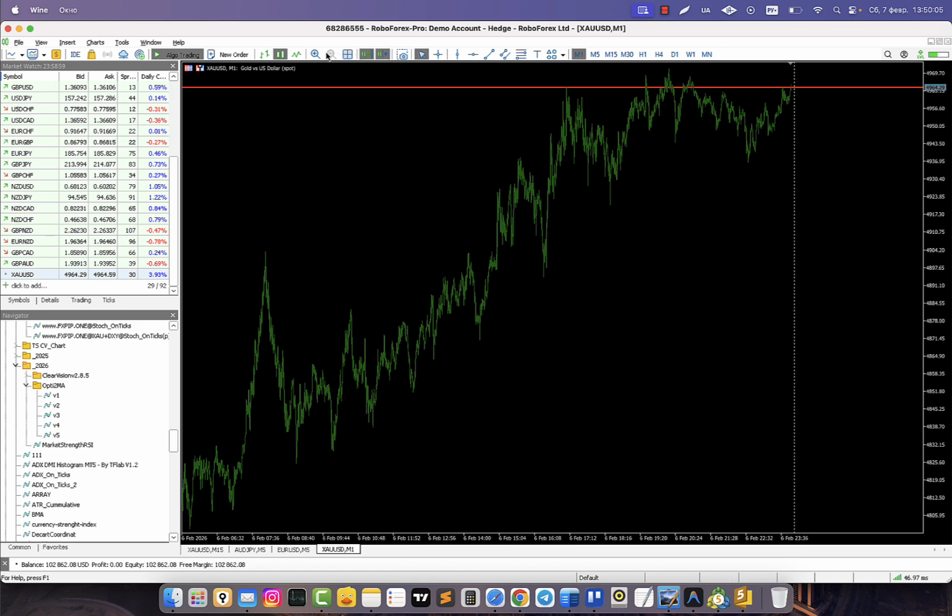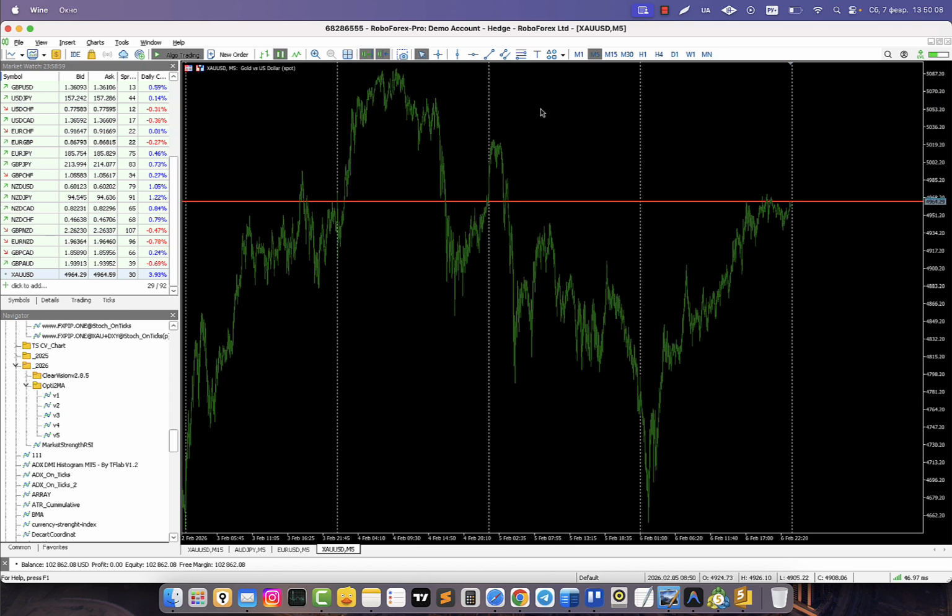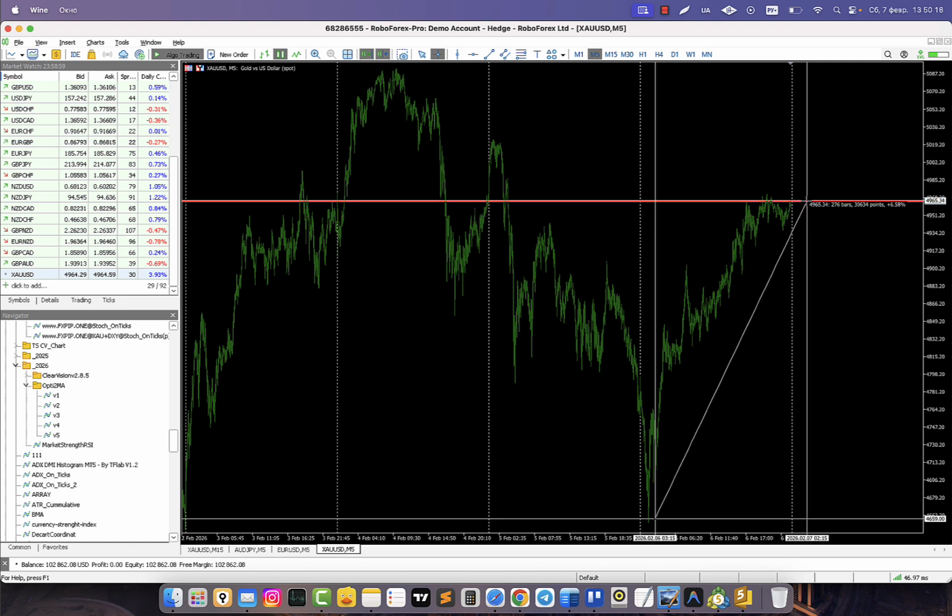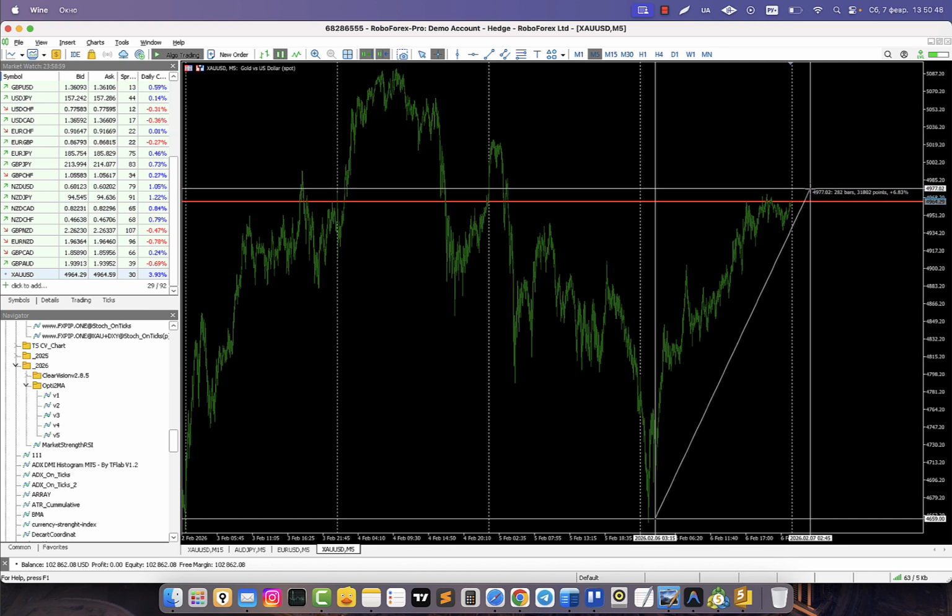And how much did it jump yesterday? Friday, crazy trends. How much did it jump yesterday? Yesterday it jumped 300 pips. 3000 pips or 300 pips, I think, yesterday. Yeah, 300 pips. So in points it's 30,000, but in pips it's 300. Crazy volatility.